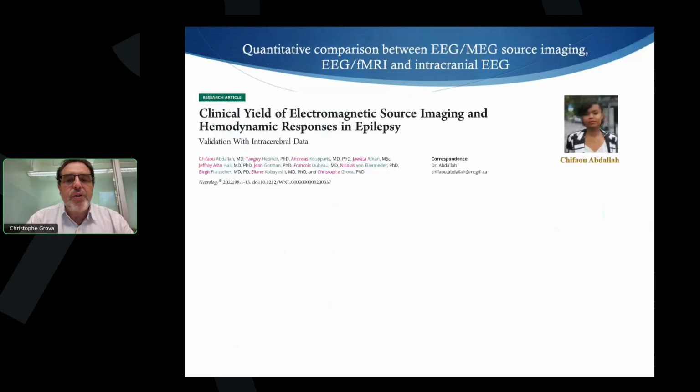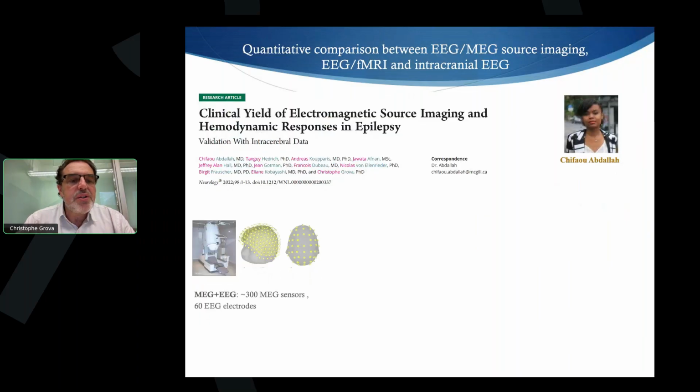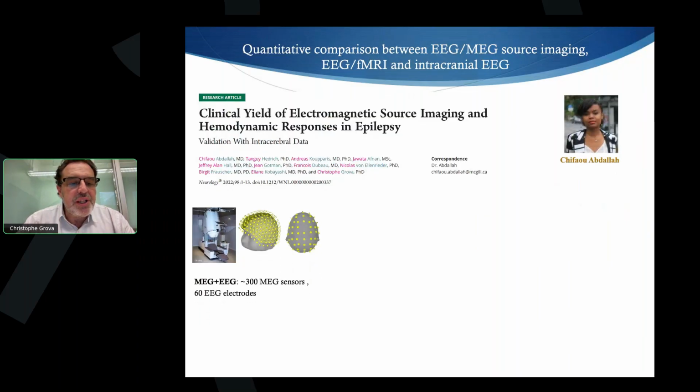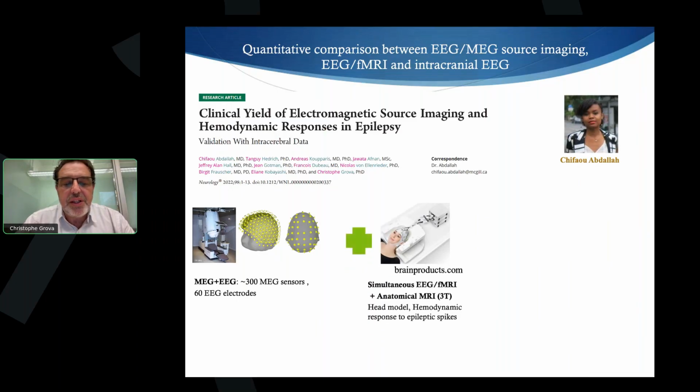We then tried to further investigate that with this study. In this study, done in collaboration with Birgit Pauscher and John Gutman, we acquired EEG and MEG first, and then we acquired simultaneous EEG and fMRI.